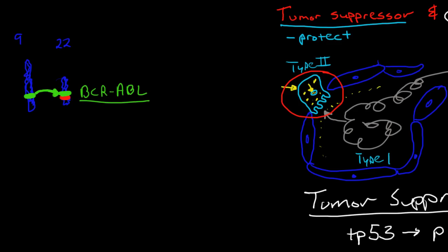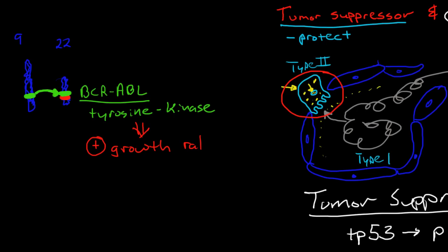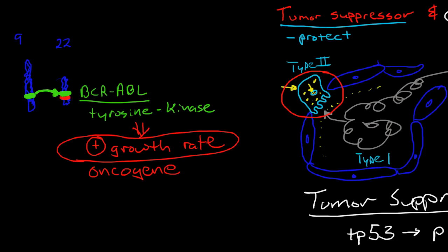And this codes for a brand new tyrosine kinase protein that acts as a cell signal to tell the cell to divide rapidly, right? So it causes the cell to increase its growth rate. Okay, so this is considered an oncogene because by increasing the growth rate, it is encouraging the growth of the tumor.